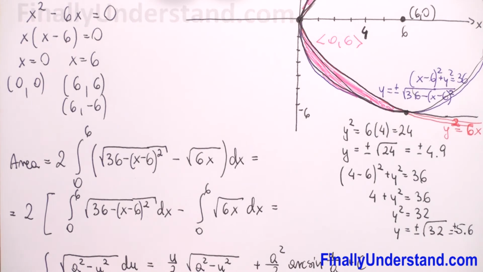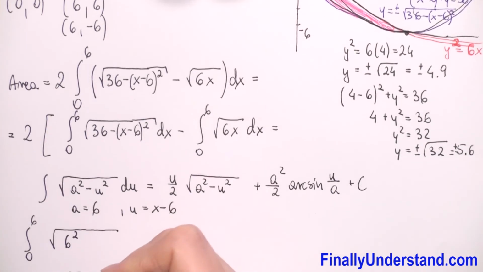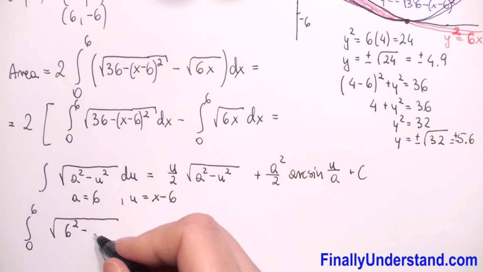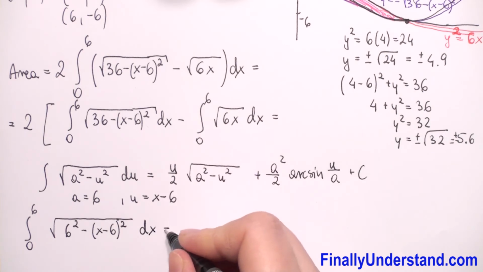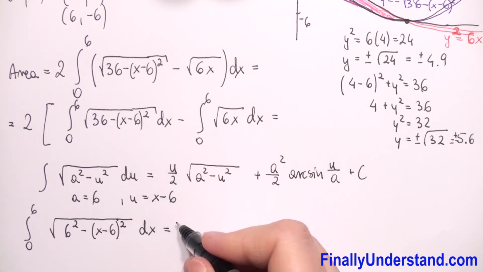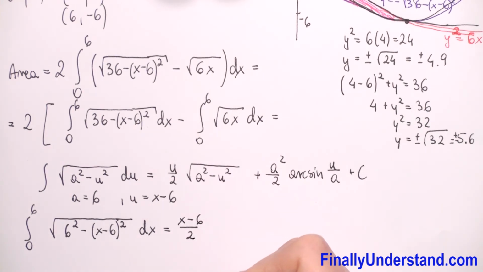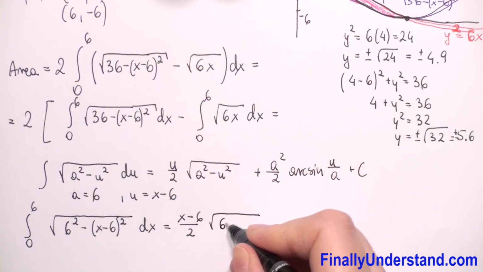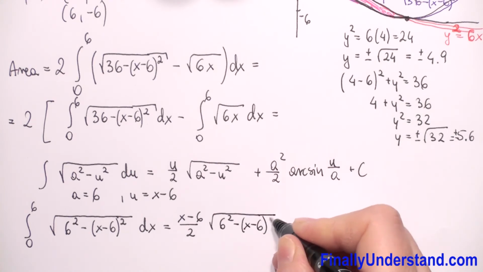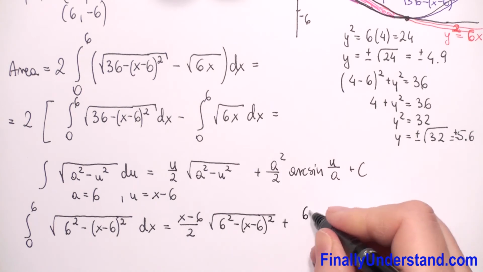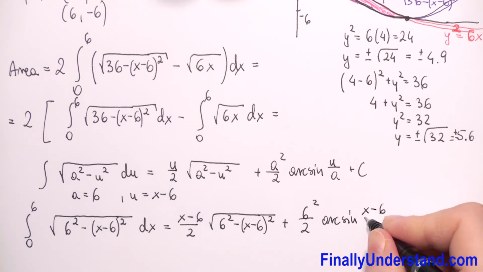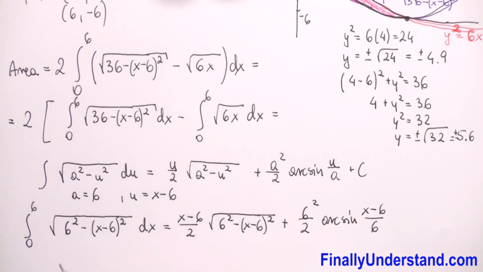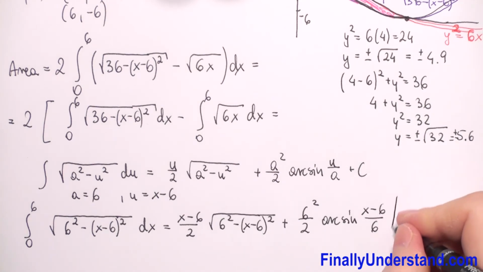Let me copy this. We have integral from 0 to 6 of, I can put, this is 6 to second power, minus (x minus 6) to second power dx. This is equal, u is equal to x minus 6. So we have (x minus 6) over 2 times square root of 6 square minus (x minus 6) to second power, plus 6 square over 2 arc sine of (x minus 6) over 6. And we have a definite integral, so now we have to plug in limits from 0 to 6.